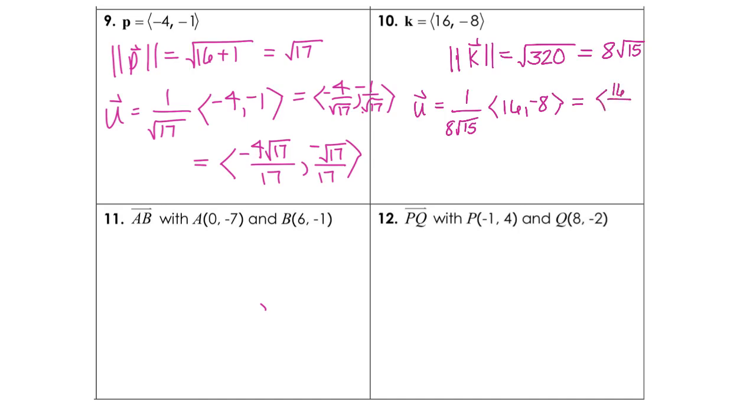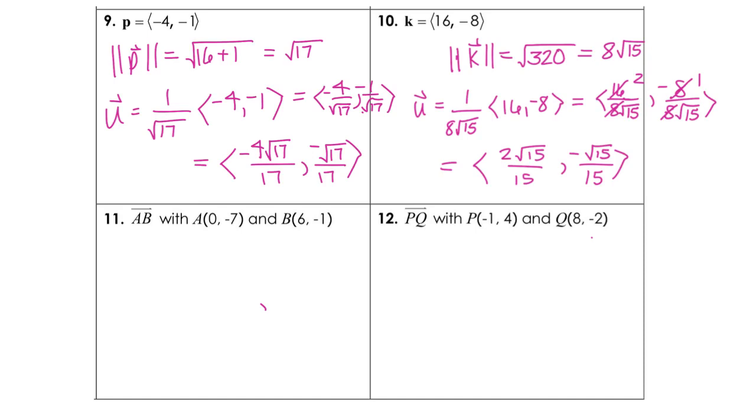That is 16 over 8 root 15, and then negative 8 over 8 root 15. And those 8s are going to cancel, leaving a 2, and this is going to cancel, leaving a 1. And then when you rationalize this, you're going to have 2 times the square root of 15 over 15, and then you're going to have negative root 15 over 15. But do rationalize and simplify there. It's just going to make your answers a lot smaller.